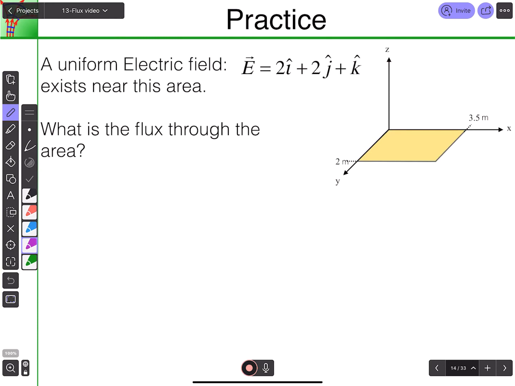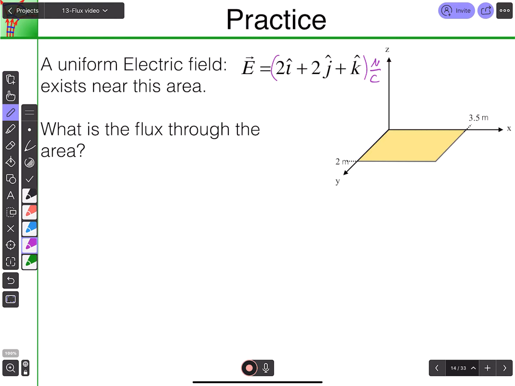A uniform electric field is given by that. It is 2i plus 2j, and I should give this some units, so let's give it units of newtons per coulomb. It says, what is the flux through the area? Well, there's two ways we can do this.